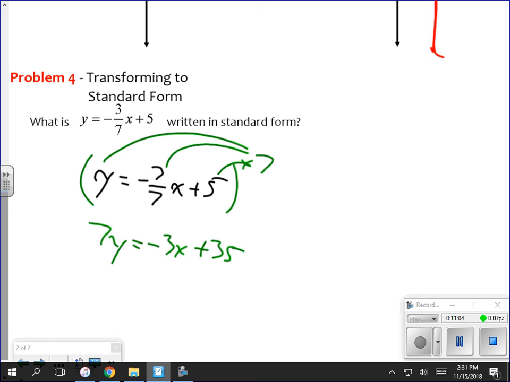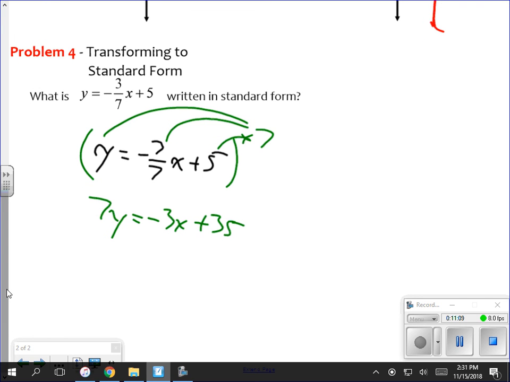Great. Now I need to move my x's so they're on the other side. Always moving my x's. Well, that's easy enough to do. Add 3x to both sides. This is where students say, oh my God, 3x and 7y, isn't that 10xy? No. You cannot combine these two because they're not like terms. One's x's, one's y's. You can't combine them. So what do I have? 3x plus 7y equals, that canceled out, so I get 35.